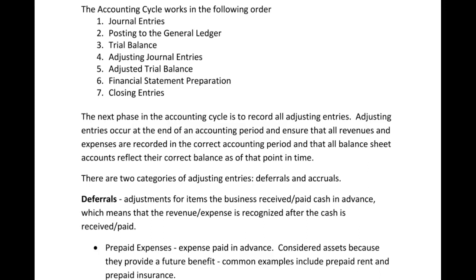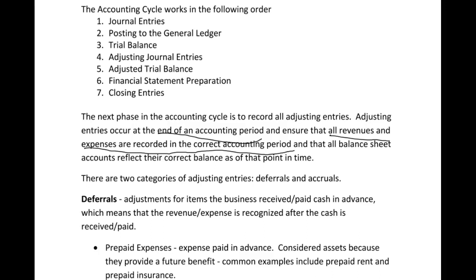All right, so we're at the adjusting journal entry phase. So if we look down here, when we talk about what adjusting journal entries are, notice they're at the end of an accounting period, and they ensure that all revenues and expenses are recorded in the correct accounting period. That's extremely important. All revenues and expenses are recorded in the correct period, meaning if it's an expense or revenue of January, we want it recorded in January.